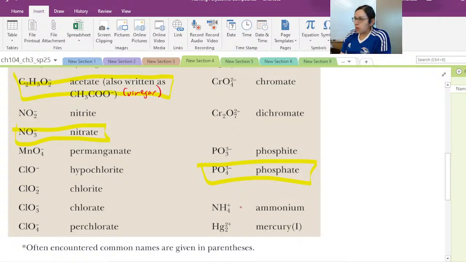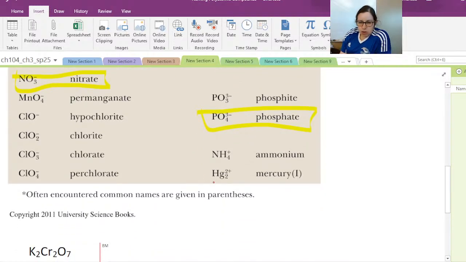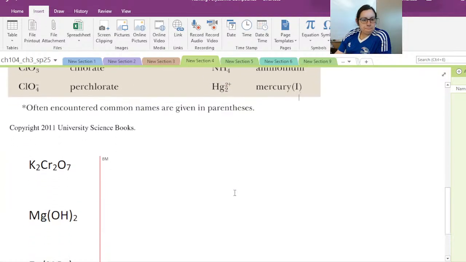So we have ammonium. So this is a cation, so NH4+. And then it throws mercury in here. I don't know that I would necessarily put it in here or not. It's not really a true polyatomic, but you can at least appreciate mercury in this 1+ oxidation state.